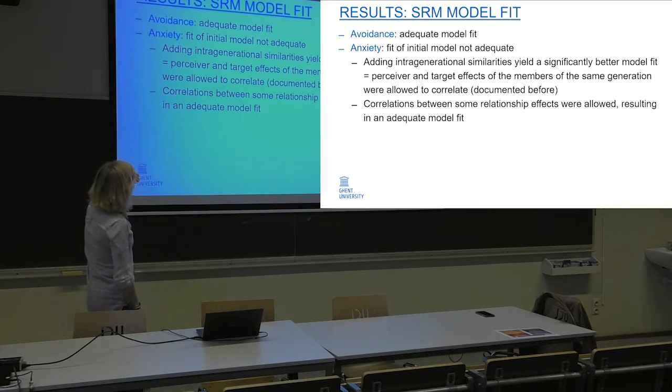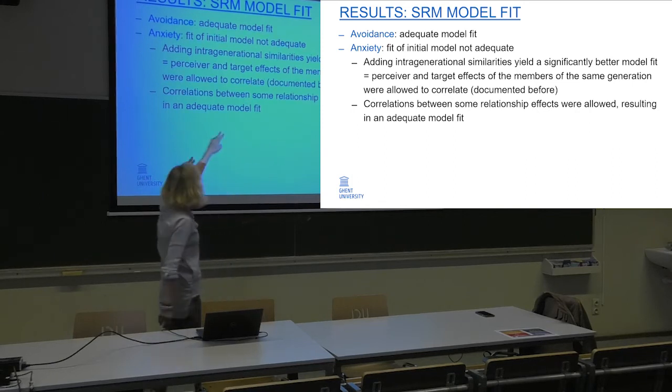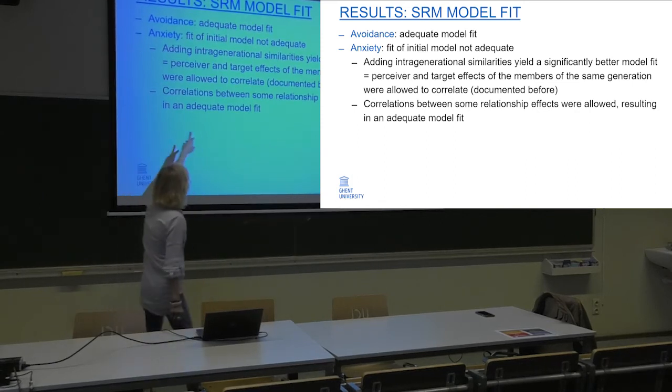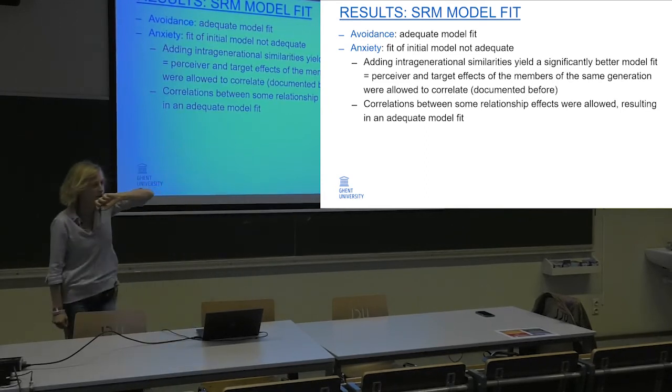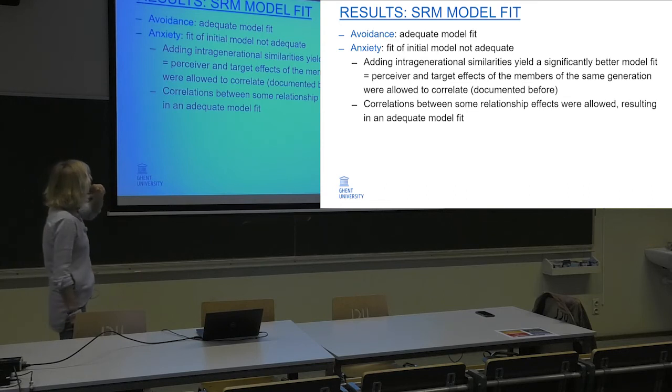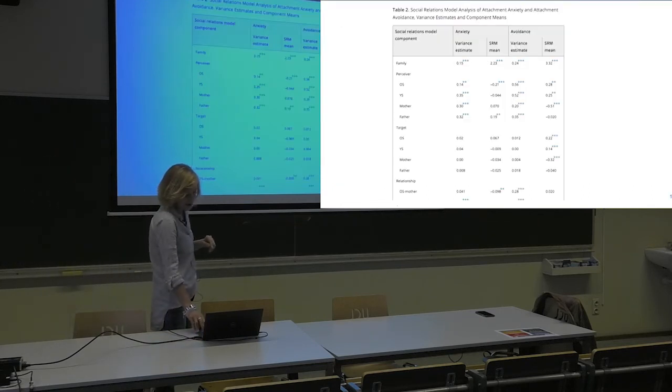So adding intergenerational similarities is something that is documented before, but still didn't work. And then we also had to allow correlations between some relationship effects. So exactly what you say. And that resulted in an adequate model fit. Here is the model fit.